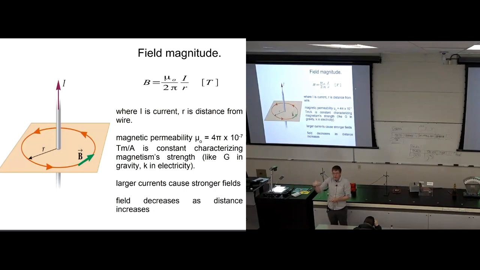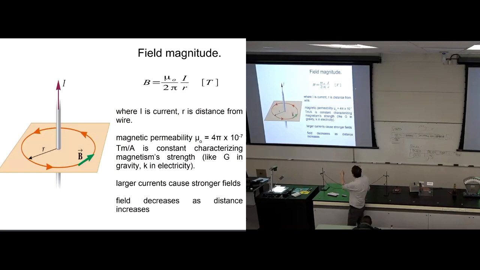Nearby the wire, the field was strong, the compasses reacted a lot to the presence of the current. Far from the wire, the field is weak. The compasses only weakly reacted to the current in the wire. And so here's the dependence on current. Here's the dependence on distance from the wire.